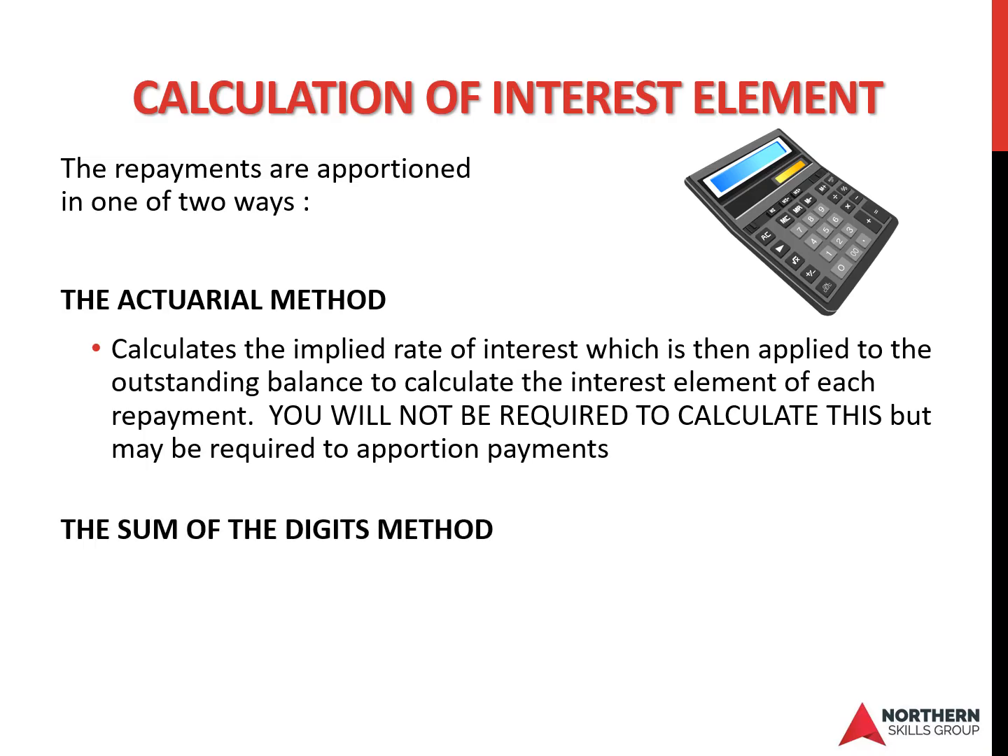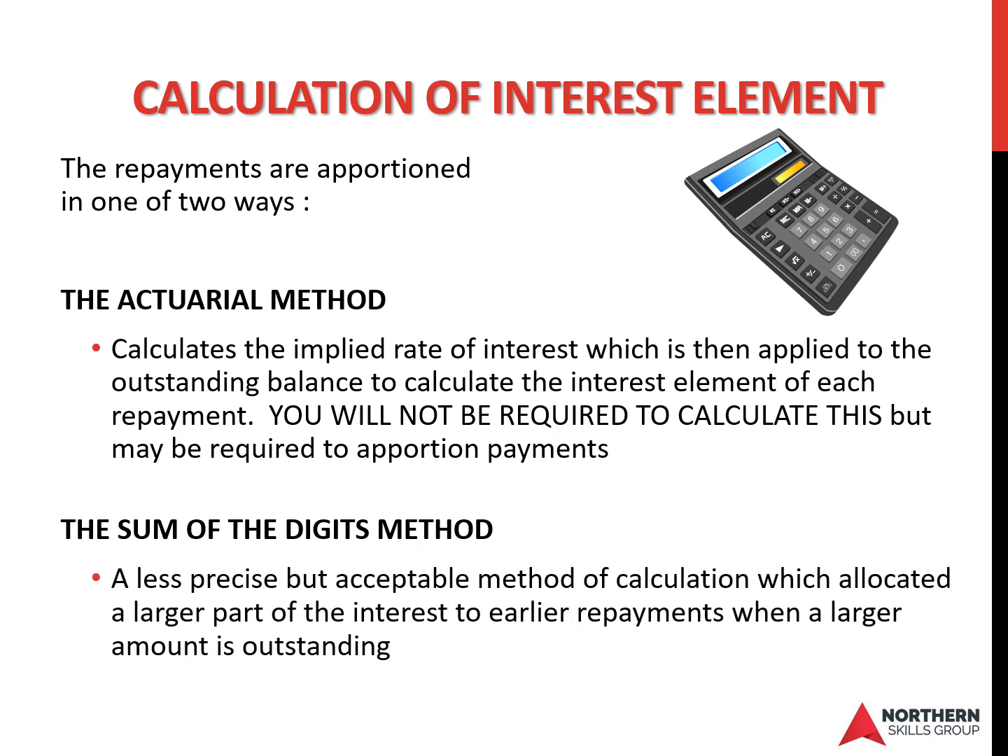But in the exam, it's more likely that you'll be asked to do a calculation using the sum of the digits method, and that's, as the slide says, a less precise way of calculating the interest element of each payment, but it does take account of the fact that at the early stage of the lease, when there's more capital outstanding, the interest in those early years is going to be greater than interest at the end of the period. So let's have a look at an example of how that works.